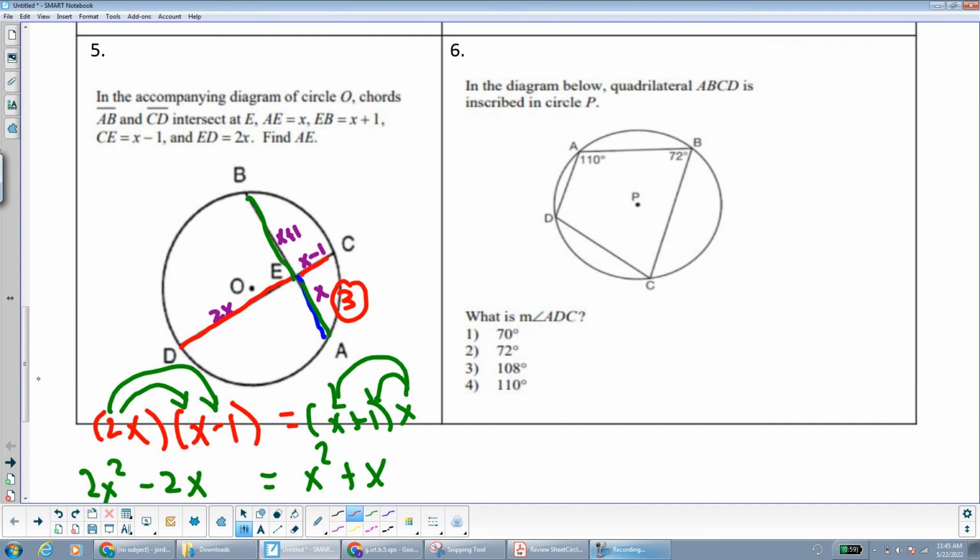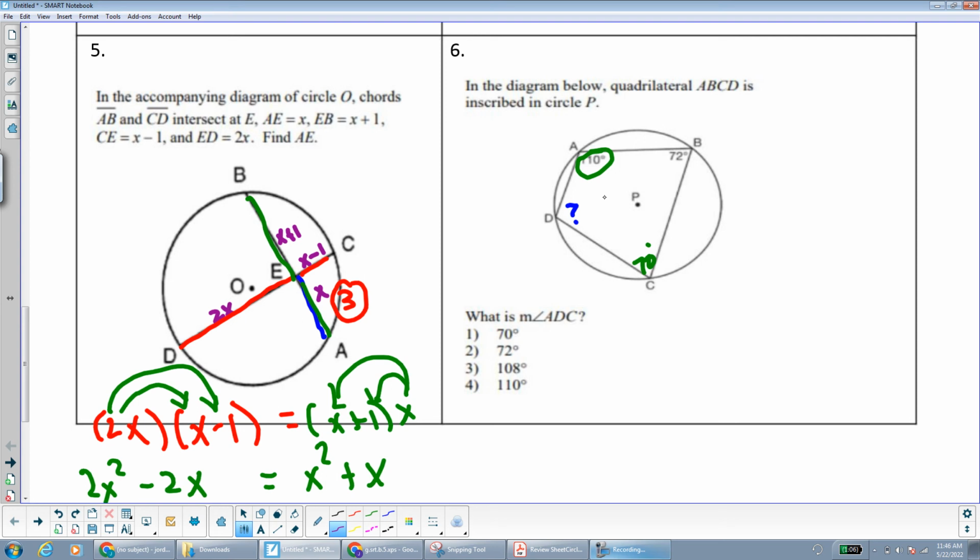Okay. In the diagram below, quadrilateral ABCD is inscribed in circle P. We need to find the measurement of ADC. So keep in mind, whenever we have a quadrilateral inscribed in a circle, we call that a cyclic quadrilateral. And one property of cyclic quadrilaterals is that the opposite angles are supplementary. That means they add to 180.